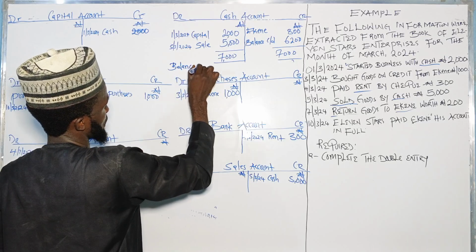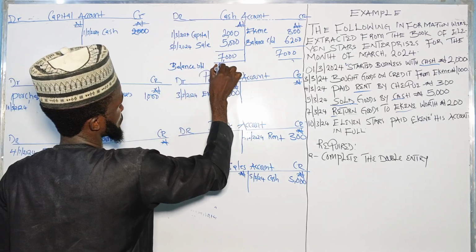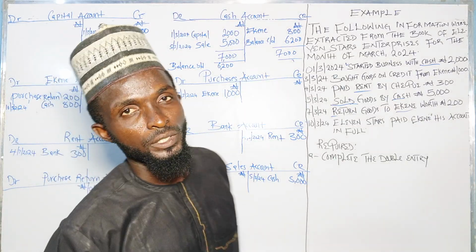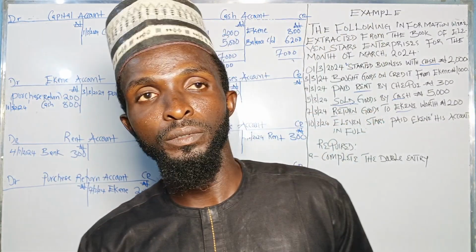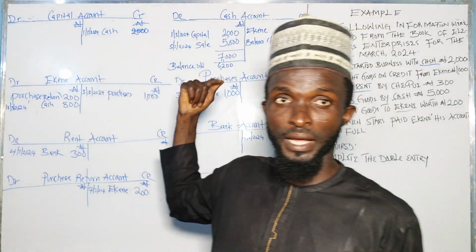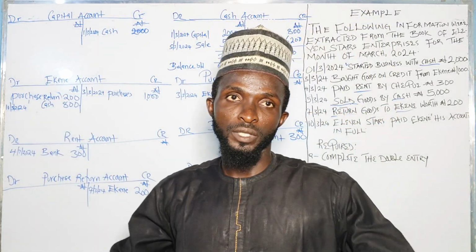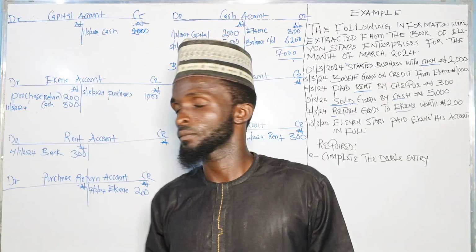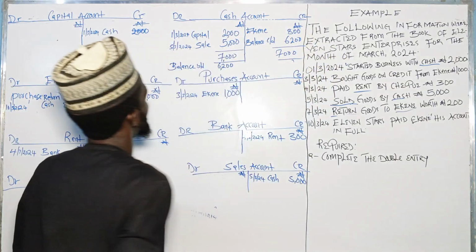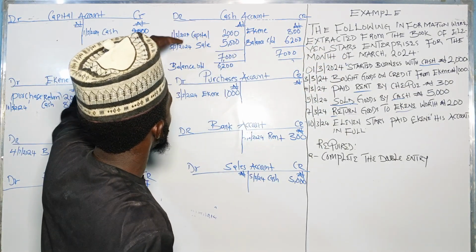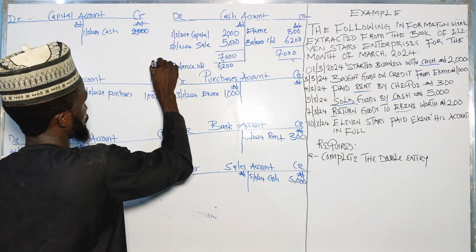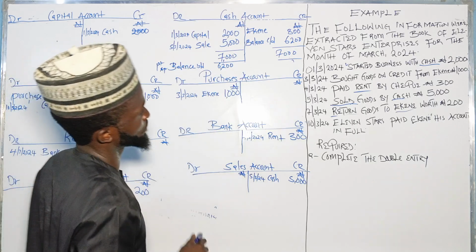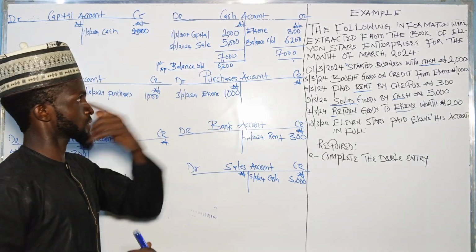Balance BD 6,200. When we say balance BD, we mean balance brought down. This is the balance you brought from the last month. You are going to continue with it in the beginning of this new month. So let's say this is March. On 1st April, this will be your balance. We have closed this account successfully.